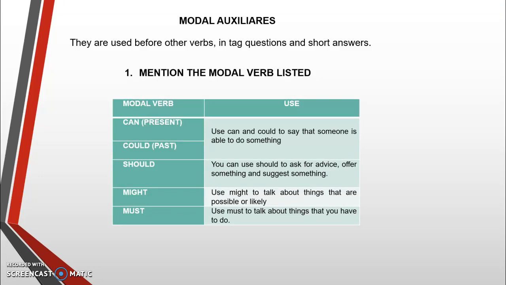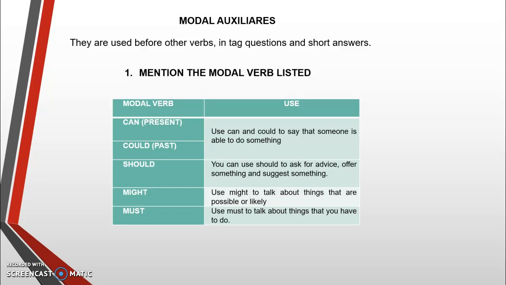Number 1. Mention the modal verbs listed. Can, for present, could for past. We use can and could to say that someone is able to do something.